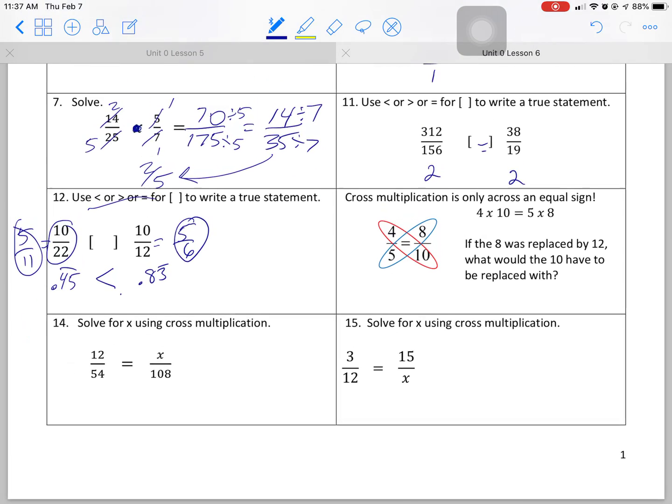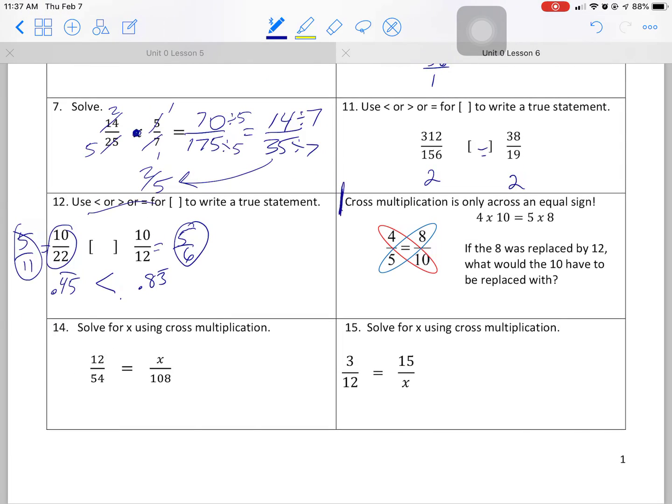Cross multiplication. I really want you to highlight this. Cross multiplication is only across the equal sign. So if you don't have an equal sign, a lot of these other things, like this one here and this one here, there's no equal sign. There's no cross multiplication going on, okay? So if you have an equal sign, you can cross multiply.